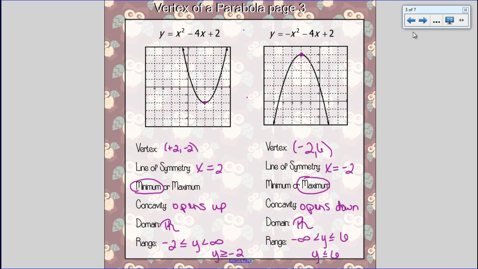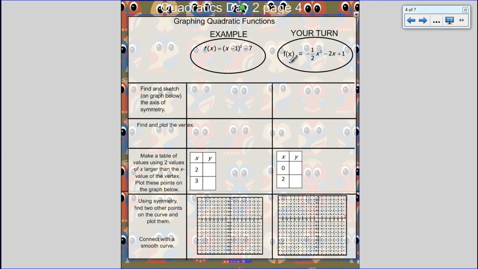And so there's the top half of page 3. If you've got a picture, those questions are pretty easy to answer. So let's do the last one, page 4. Now we're going to graph some quadratic functions.